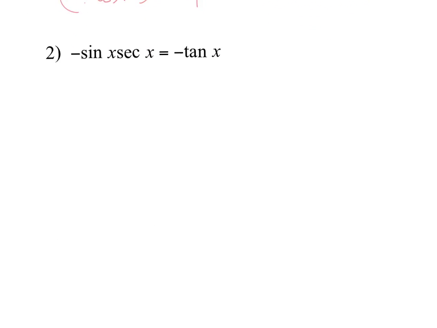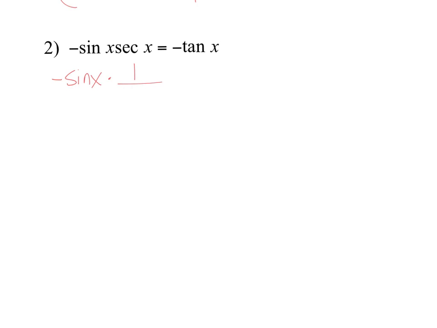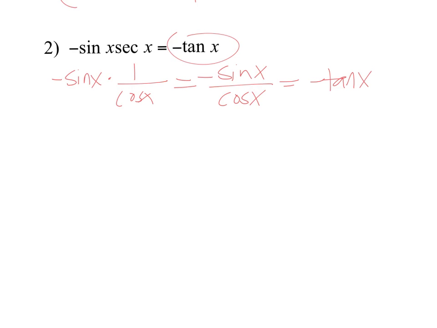For number 2, I've got negative sine x times secant x is equal to tangent x. Well, I'm going to write this as negative sine x times 1 over cosine x, which is very quickly the same as negative sine x over cosine x, which is the same as negative tangent of x, which is what we're trying to get up top.